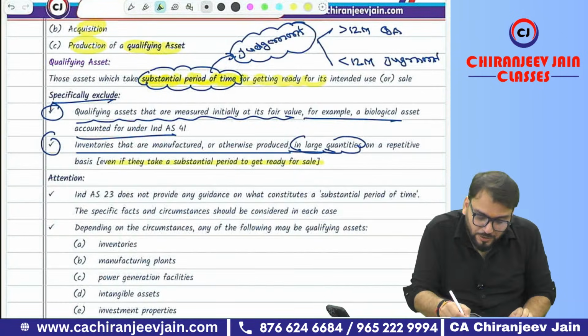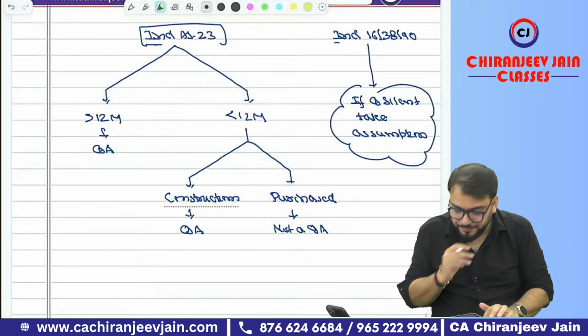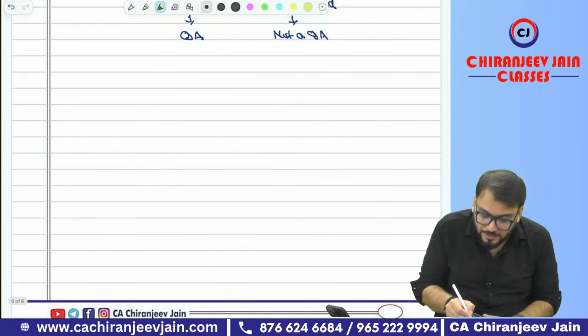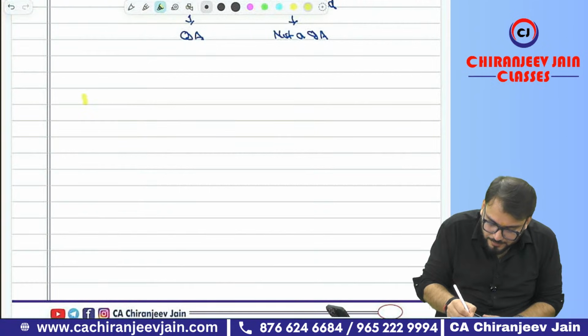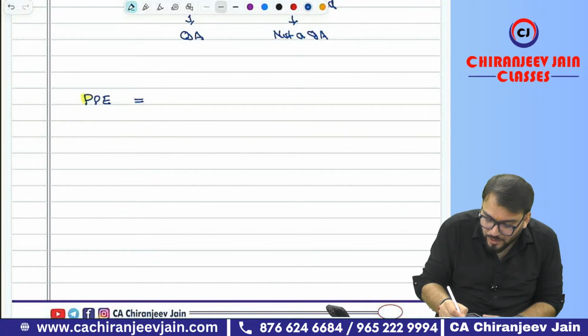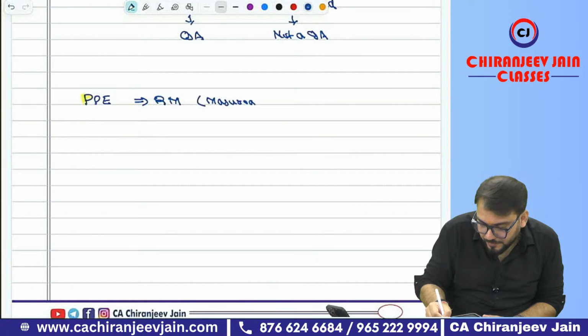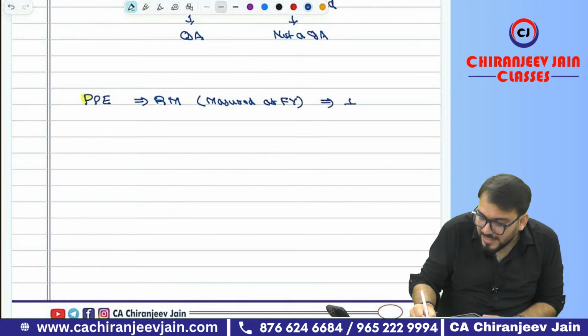Correct. Let me ask you one question. If you have understood, can you say: property, plant and equipment for which you have opted for the revaluation model, which means it is measured at fair value, is Ind AS 23 applicable or not applicable?